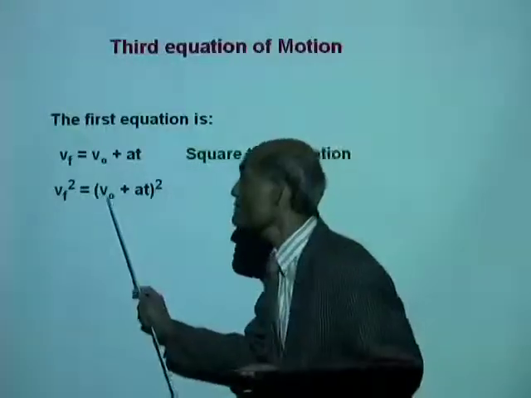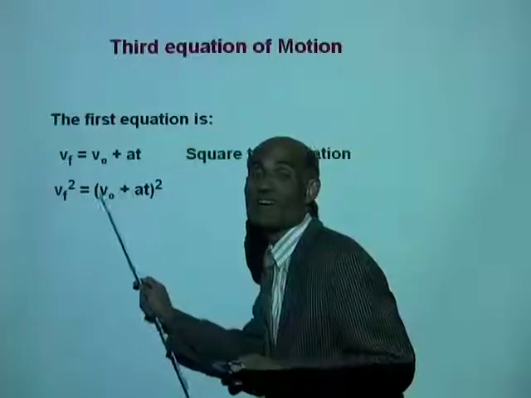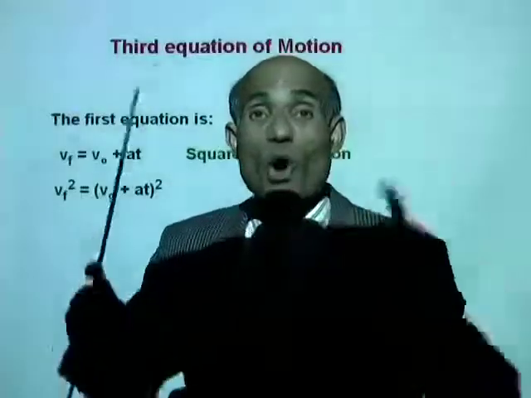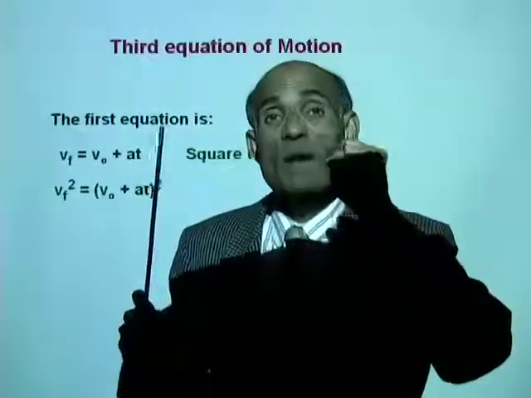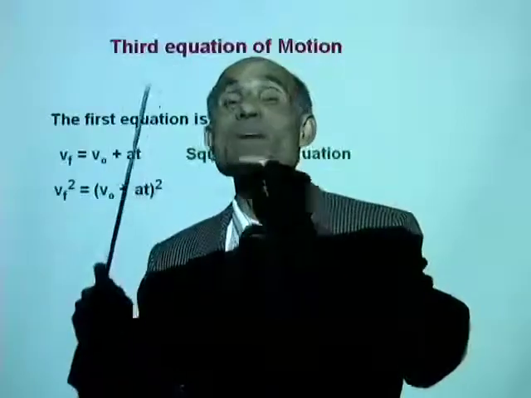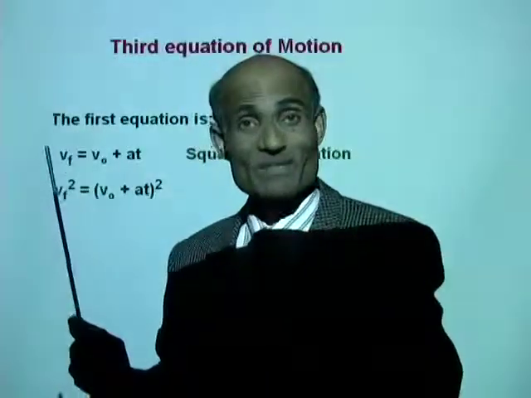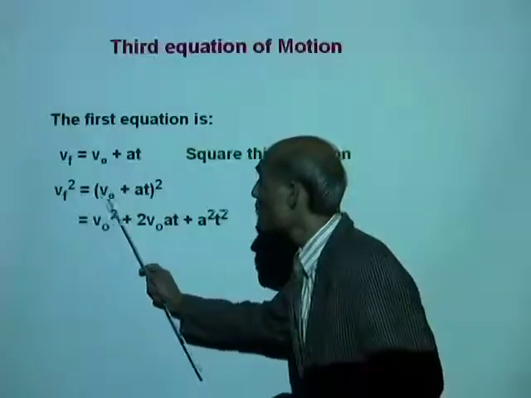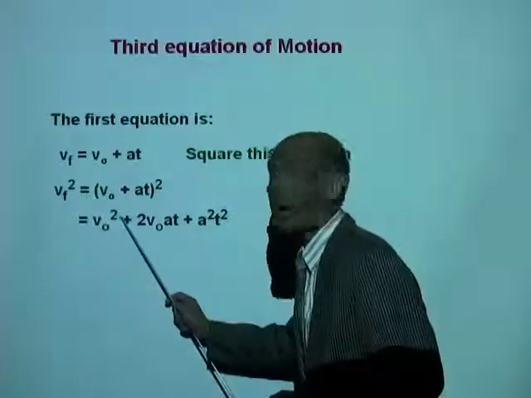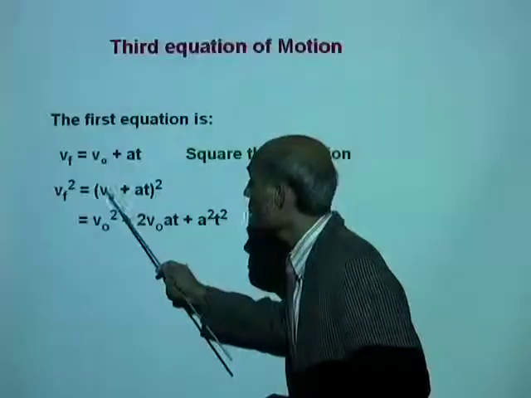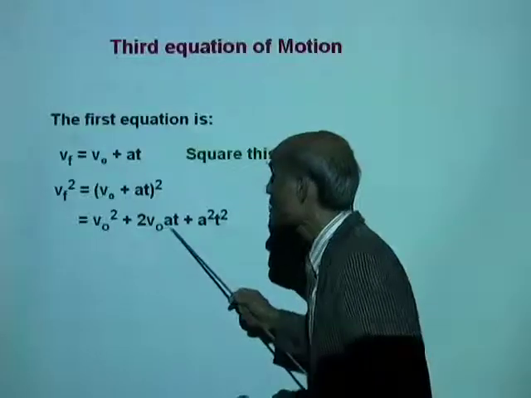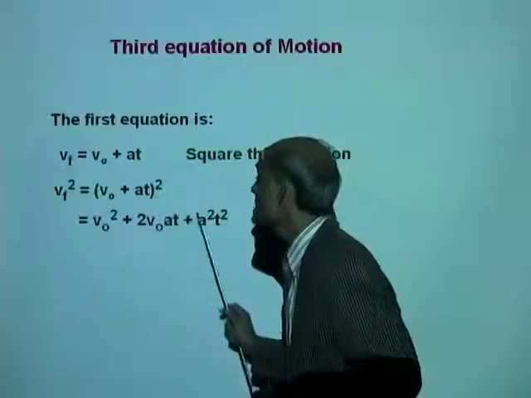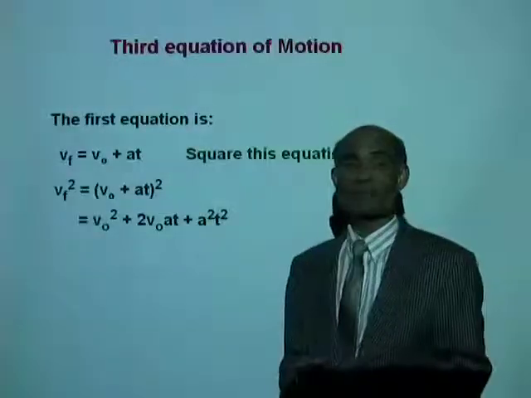Now, I hope you know how to expand a square term like this. A plus b all squared is a squared plus 2ab plus b squared. Is that right? I think so. So how do you expand this? This will be the square of v0, v0 squared, plus 2 times v0 times AT, 2v0AT, plus the square of AT, which is a squared t squared.